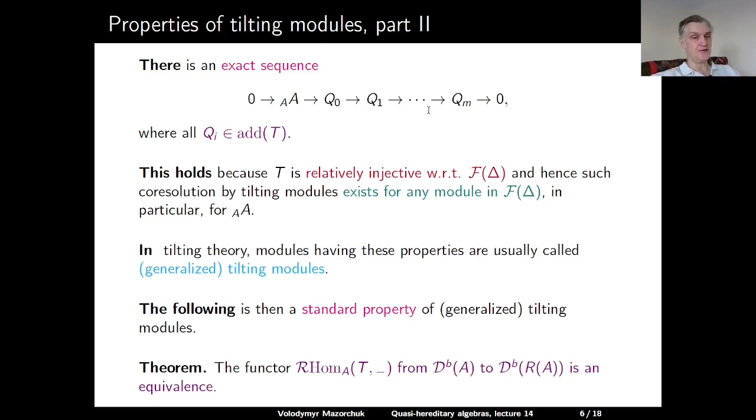The right derived functor of taking homomorphisms from T to blank. So the functor of taking homomorphisms from T to blank is a functor from A-mod to R(A)-mod. So the right derived functor of this left exact functor is then a functor from the bounded derived category of A-mod to the bounded derived category of R(A)-mod. Both A and R(A) are quasi-hereditary, so they have finite global dimensions, so this right-derived functor is indeed a functor from D^b(A) to D^b(R(A)). And the claim of the theorem is that this functor is an equivalence.